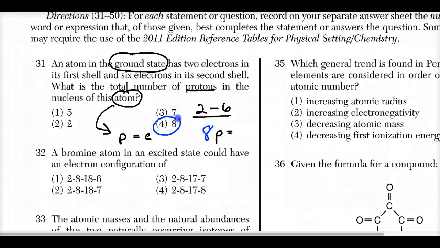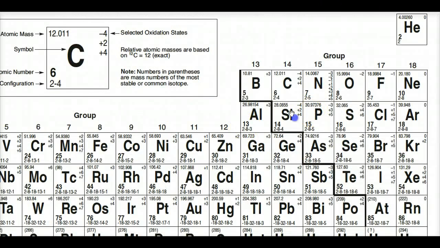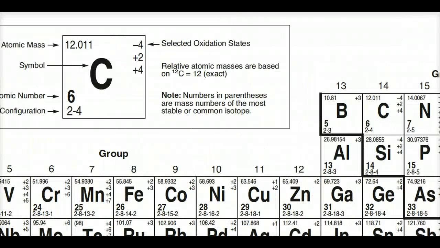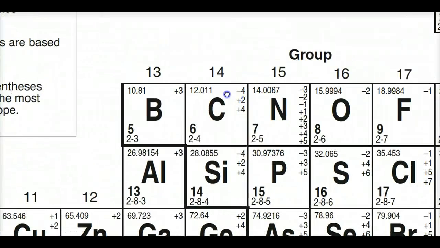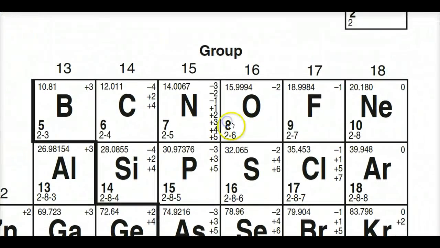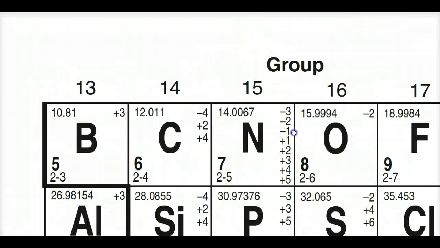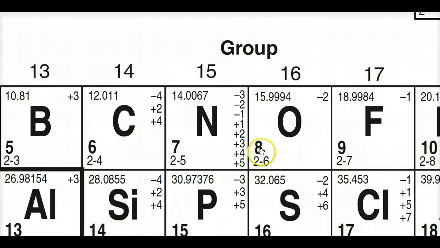Don't know how that's a tough question, but again, if you didn't know that, protons equal electrons. And again, you could look up 2-6 on the periodic table. And here is the periodic table. Let's zoom in and find 2-6. It's oxygen. And of course, oxygen has 8 what? Protons. And of course, 2-6 equals 8. Of course, it's an atom.